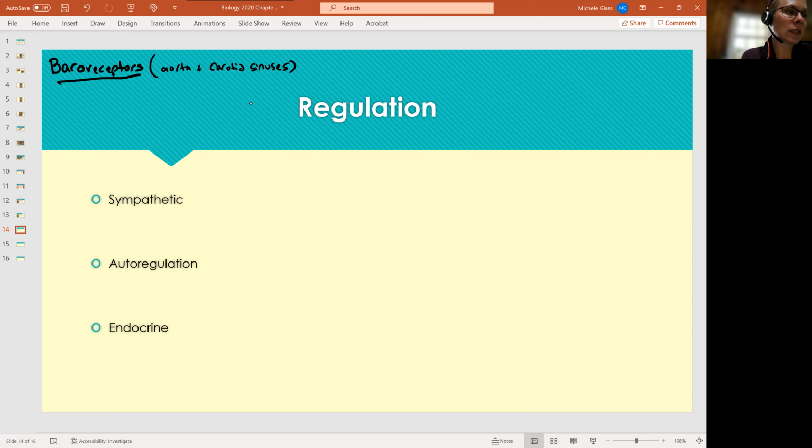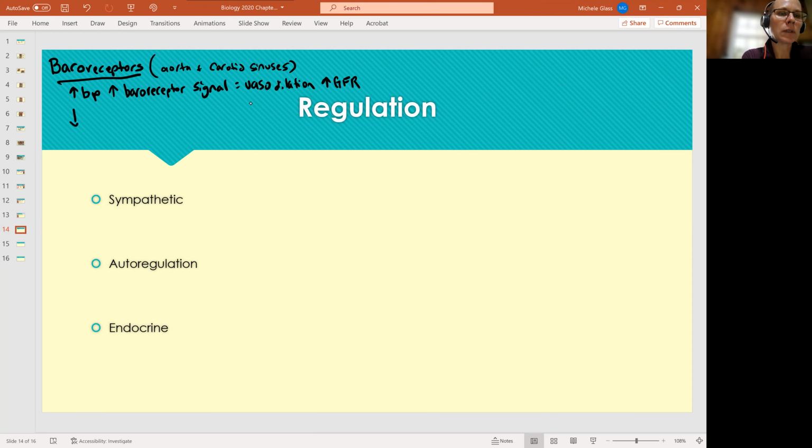What we'll see with the baroreceptors is that as you increase your blood pressure, you'll see an increase in the baroreceptor signal. And then ultimately that's going to cause vasodilation and increase glomerular filtration rate. So we're going to get more filtration happening at the glomerulus. And so this is going to reduce the overall blood volume, and that's going to reduce blood pressure.